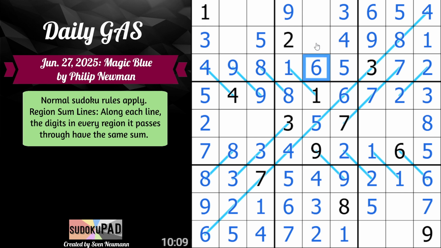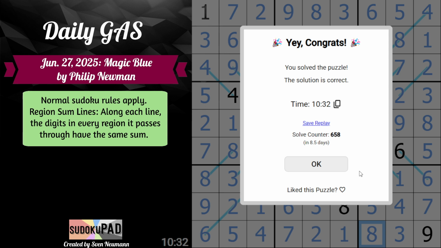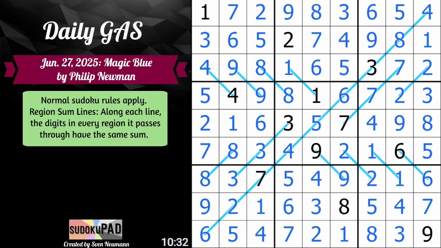2, 3, 7, 8. Across we need 4, 4, 4, and 9. 9. This is 1, 6, and 6. And to finish this off, we need 2 and 7, and 3 and 8. And we are done in 10 minutes and 32 seconds with Magic Blue by Philip Newman.